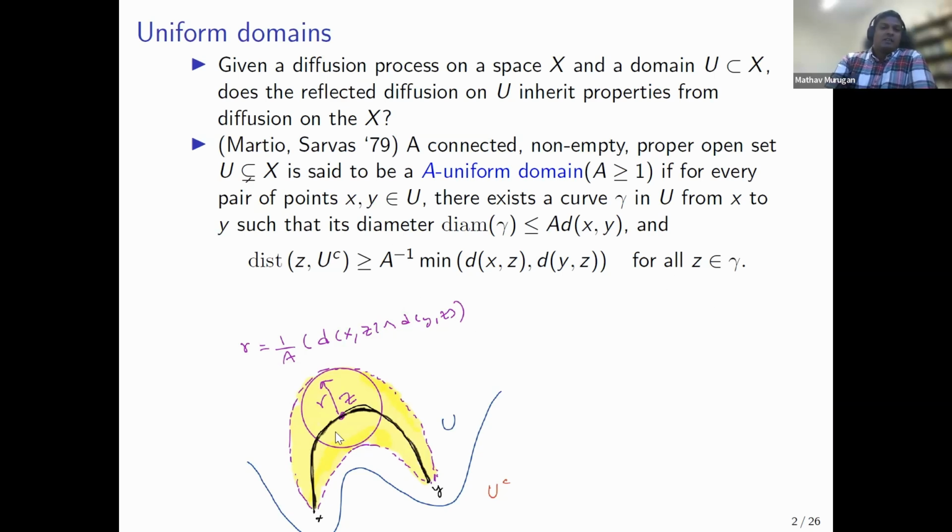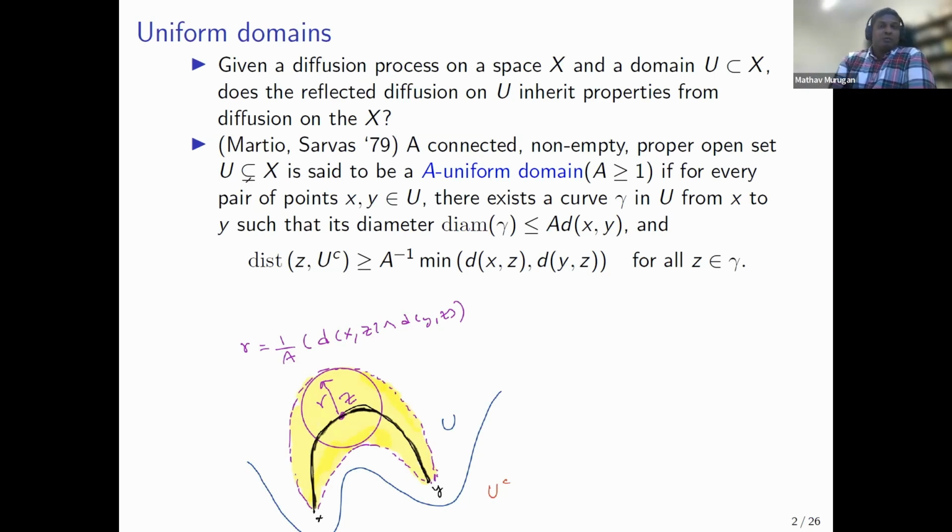Here I have drawn a point Z on the curve, and I've drawn a circle of radius 1 over A times the minimum distance to the endpoints. If we take the union of all these circles, we will get this region that's shaped like a banana, and we would like this region not to intersect the complement of U. That's what the second condition means geometrically. And the length, or the diameter, of this curve cannot be too much compared to the distance. So this is the definition, and it comes up in many different areas.